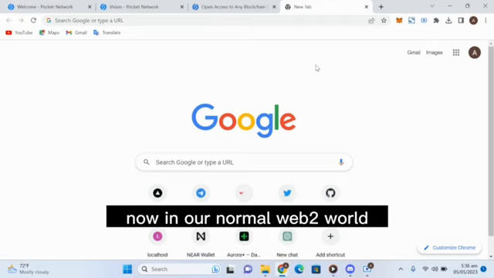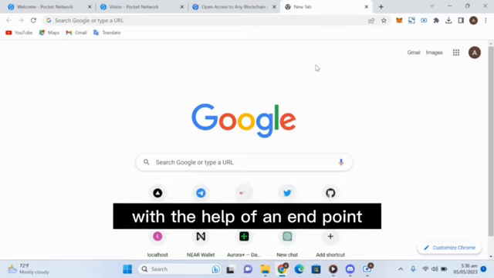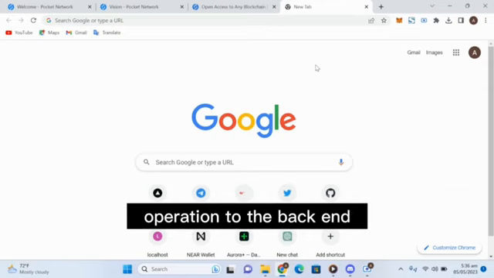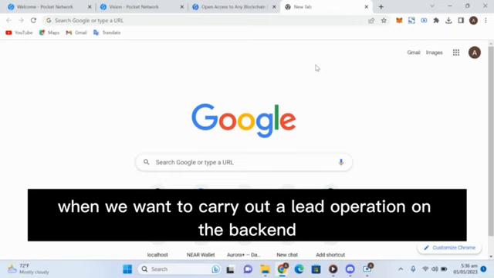Now, in our normal Web2 world, we interact with the backend. How do we interact with the backend? We interact with the backend with the help of an endpoint by sending either a post or get request. So we send a post request when we want to carry out a write operation to the backend. We send a get request when we want to carry out a read operation to the backend.